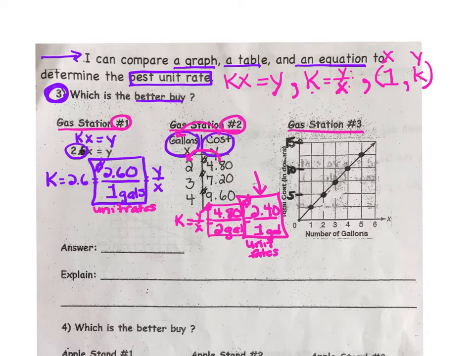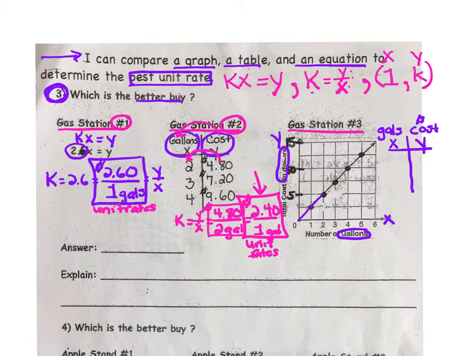Whenever you're given a graph, we know that making a t-table next to that graph can be a very handy way to analyze the information on the graph. X still represents gallons, and Y, like the previous gas station, represents cost in dollars. Now, we need to grab a couple readable points off this graph.